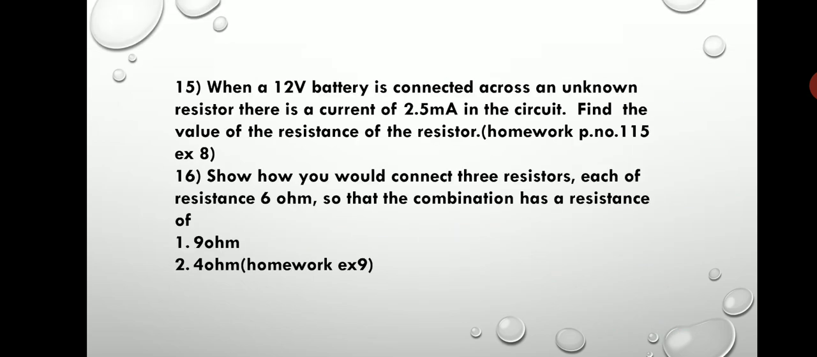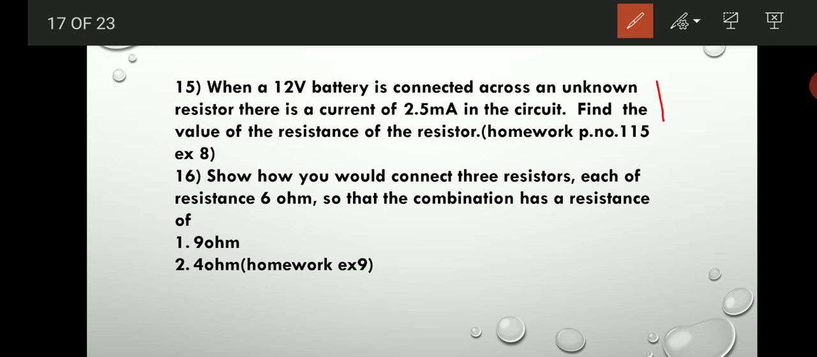Okay, the next question. This is the homework again. Similar kind of problems I solved in yesterday's class. Go through that and try to solve these two problems. It is also important. I'll give the hint. So when a 12 volt battery is connected across an unknown resistor, here you need to find the value of R. There is a current of 2.5 mA, it is nothing but milli. So what is milli? 10 to the power minus 3. Remember that. Milliampere in the circuit. So find the value of resistance of the resistor.